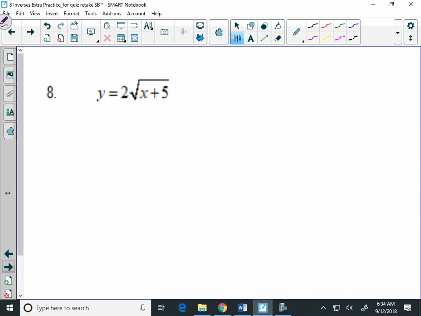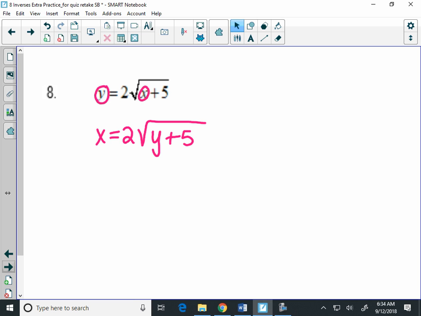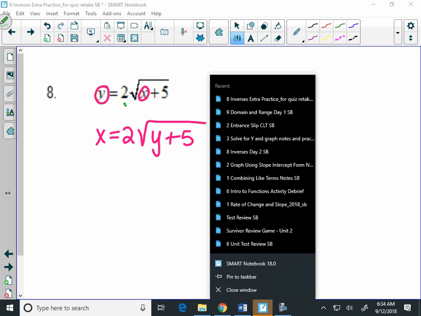Let's do number 8. Number 8 has a square root in it. We have y equals 2 square root of (x plus 5). So to start this problem, again, you need to take those x and y values and flip-flop them. So you'll have x equals 2 square root of (y plus 5). Now, you cannot access the square root until you move the 2.